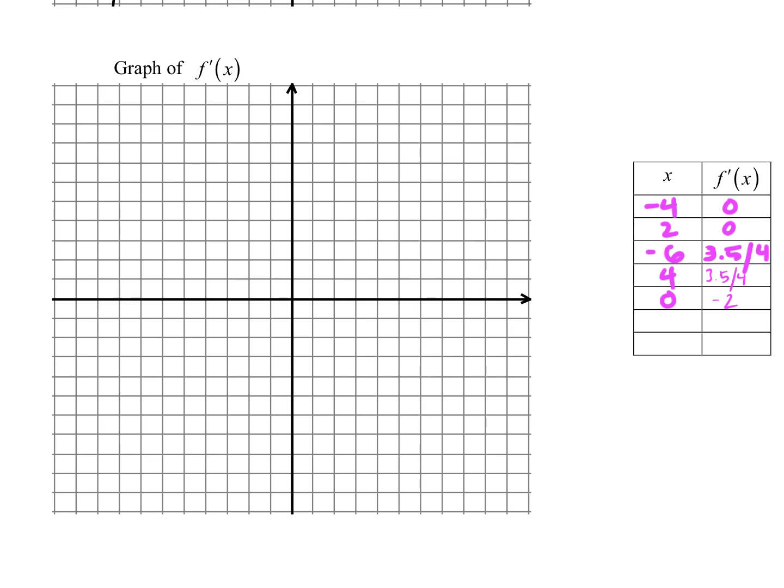Okay, -4, 0, plotting a point. 2, 0, plotting a point. -6, 3.5, and 4, 3.5, 4-ish, and then at 0, we are at -2. Okay, what kind of shape is this going to be? It's a parabola. Oh, I totally missed that one. Okay, this is a quadratic.